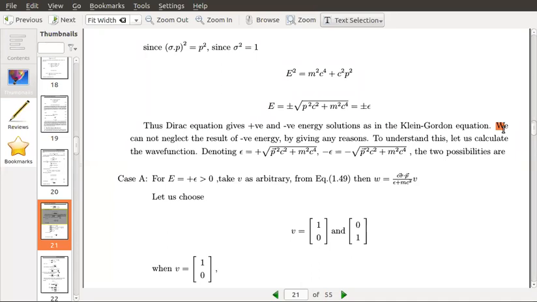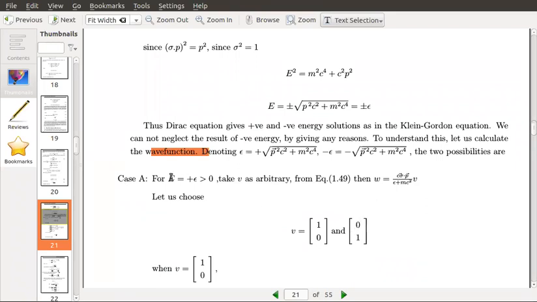Dirac bravely tried to explain what is the meaning of this negative energy. We cannot neglect the result of negative energy by giving any reason. This minus is not accidental. You have to give some explanation. Okay, to understand this, let us calculate the wave function solution of the problem. Now denote epsilon as plus quantity and minus epsilon as minus this quantity. So we have two possibilities.